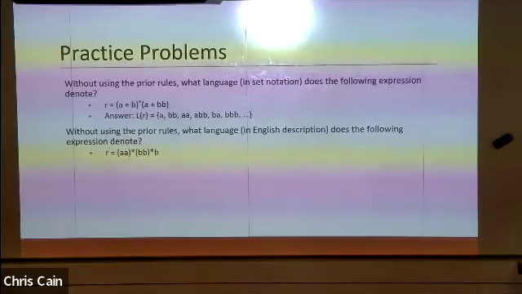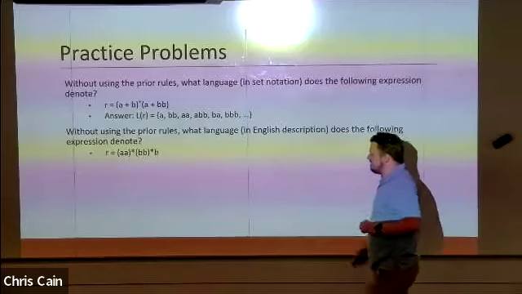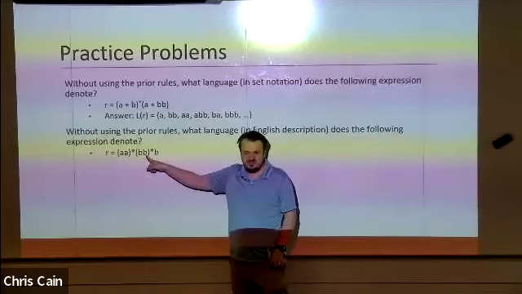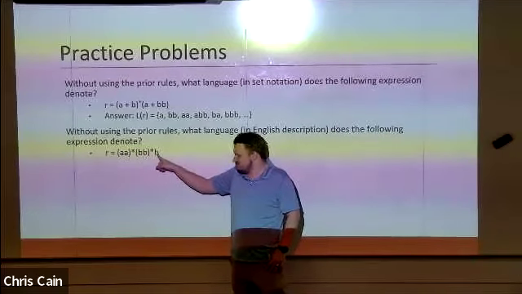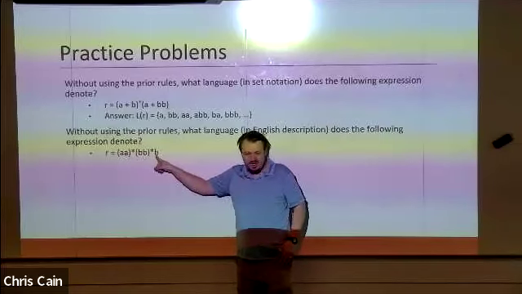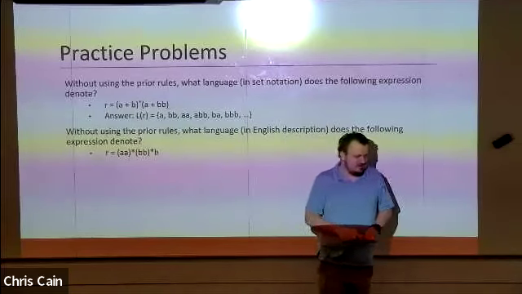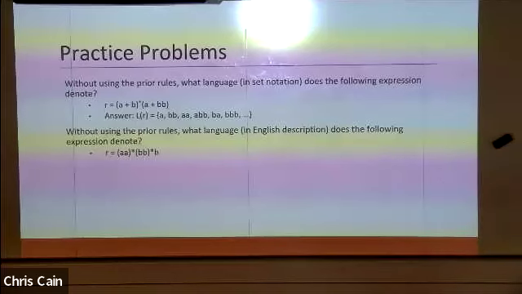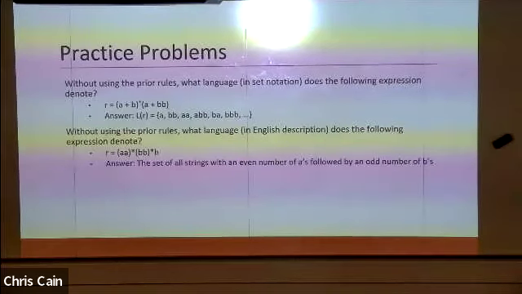Yeah, it would be an even number of A's followed by an even number of B's followed by a B. Could you shorten that? Followed by an odd number of B's. Yeah, an odd number of B's. Because this is optional, we know that there's at least one of them, and one is the first odd number. So exactly right. And this would be the set of all strings with an even number of A's followed by an odd number of B's.